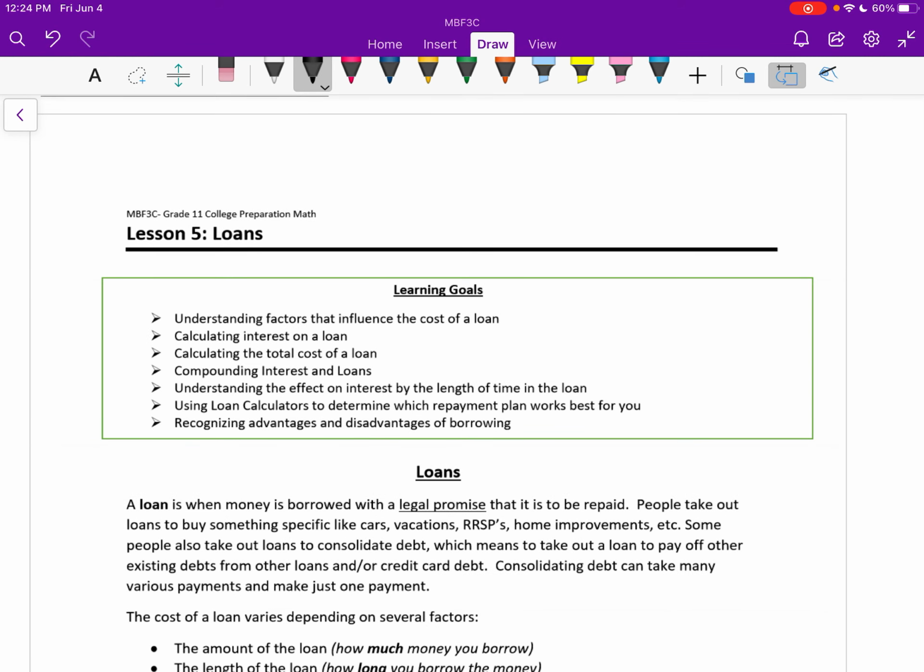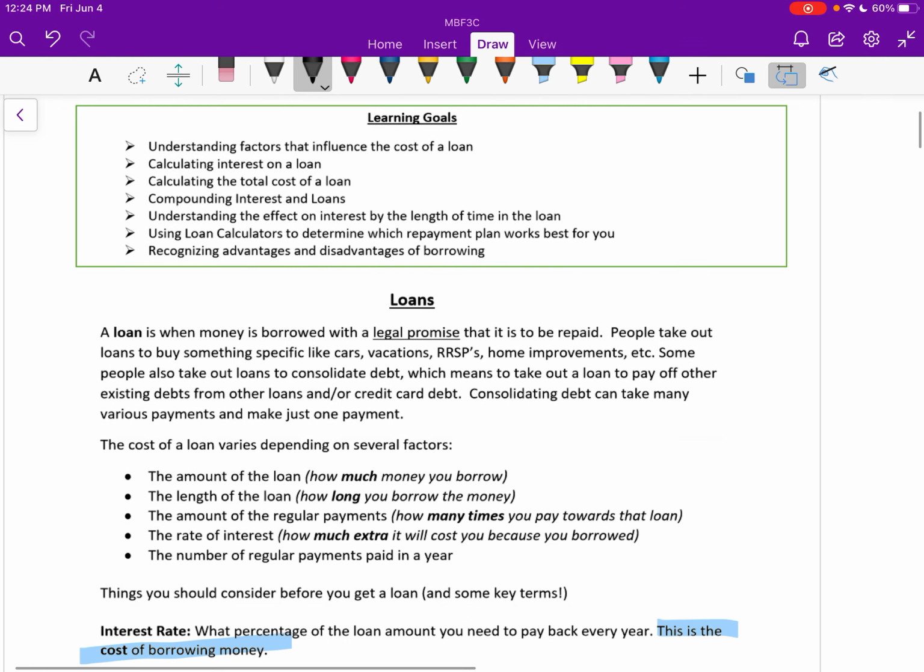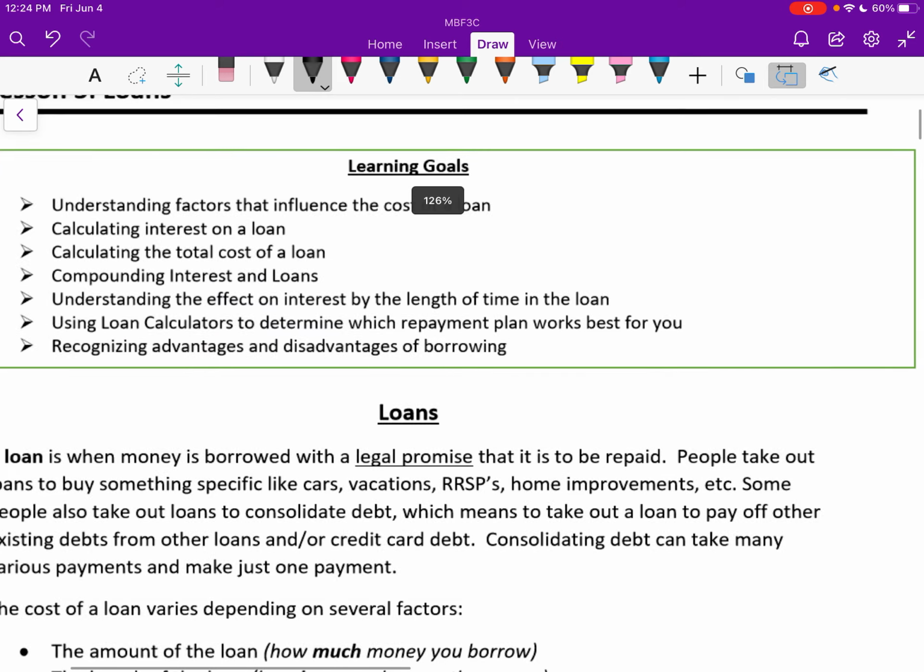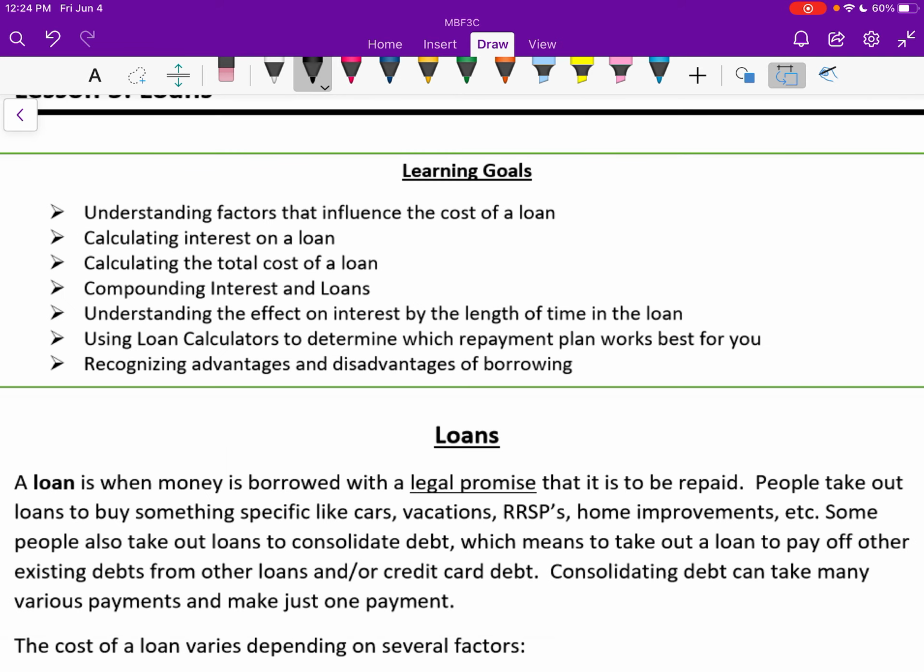So in today's lesson, we're going to be talking about loans. When we talk about loans, the few things that you need to know by the end of this lesson are factors that influence the cost of a loan, calculating interest on a loan. You're going to know how to calculate the total cost of a loan.